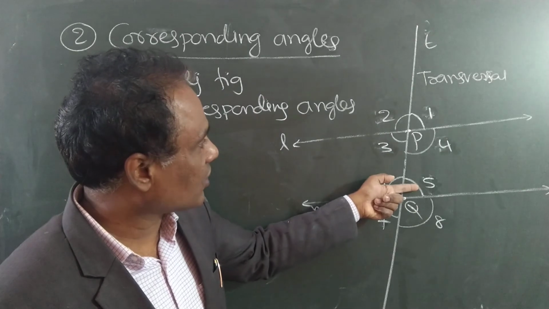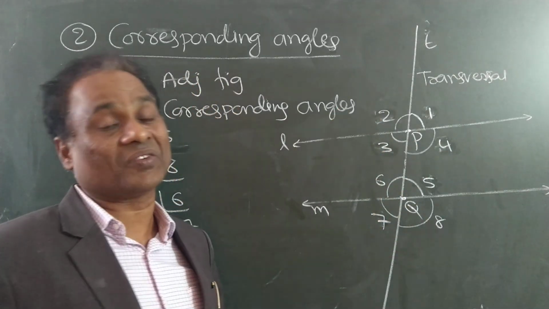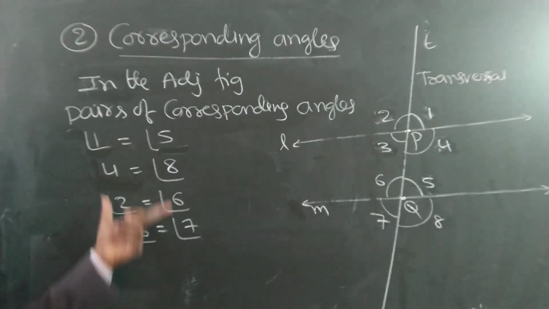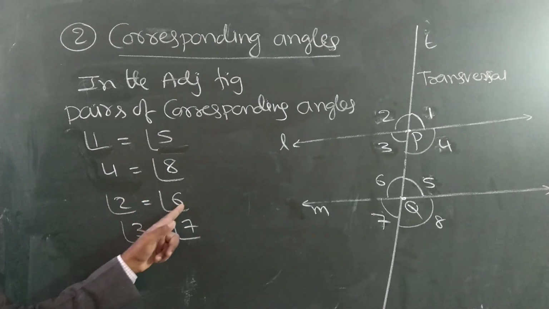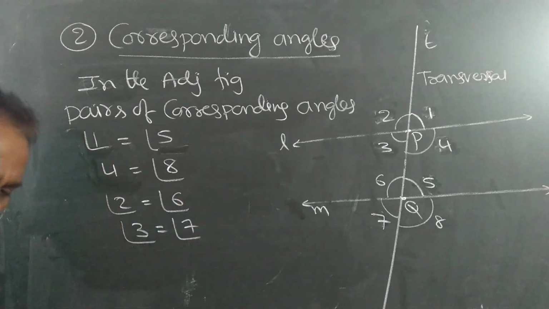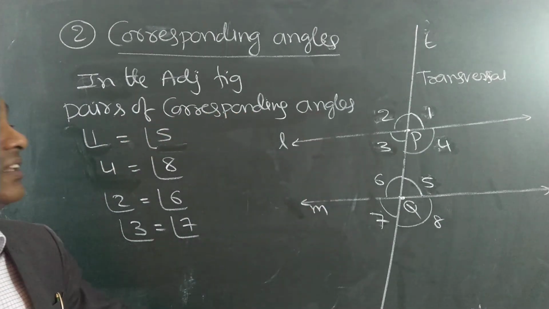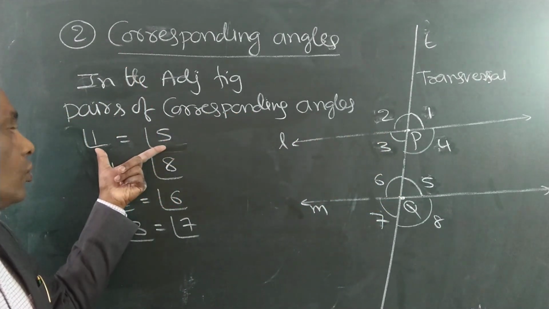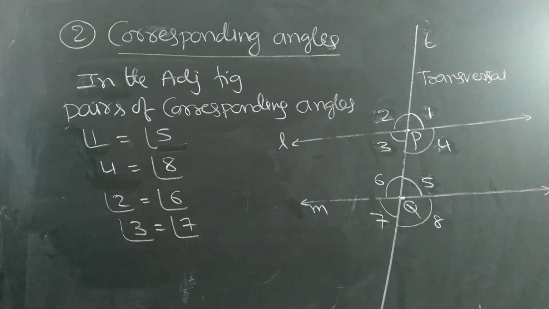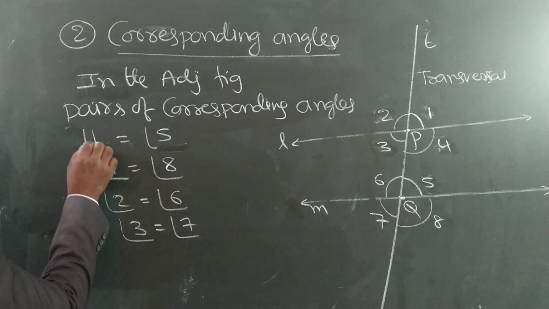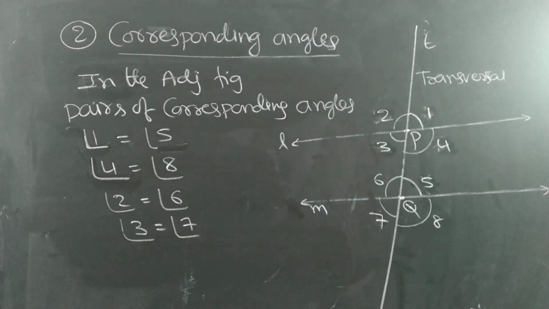1 and 5 are equal, 4 and 8 are equal, 2 and 6 are equal, 3 and 7 are equal. Very, very important concepts. All are corresponding angles. This is corresponding to this, this is corresponding to this. Now, in the adjacent figure, these are the pairs of corresponding angles. This is one pair, this is one pair, this is one pair.